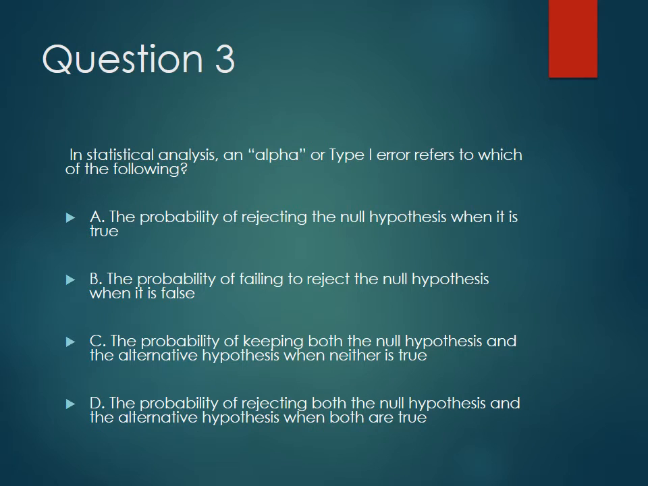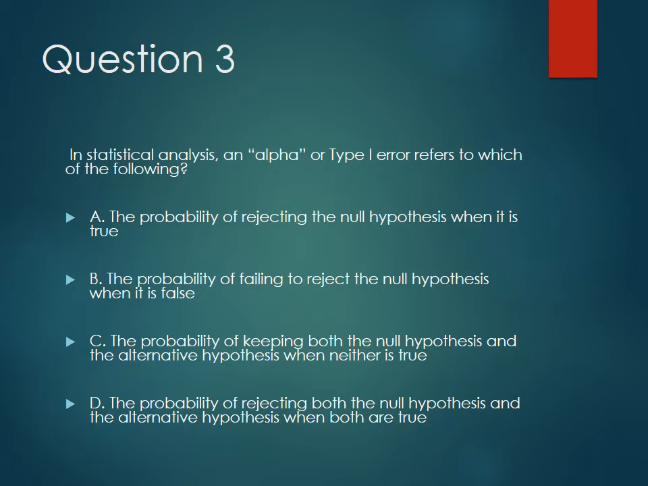Okay, so in statistical analysis, an alpha or type 1 error refers to which of the following? The probability of rejecting the null hypothesis when it is true. So the null hypothesis is true and I've now rejected it. That's a type 1 error, right? It's a false positive. Yep, so that would be type 1 error.